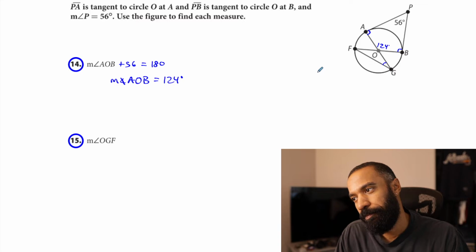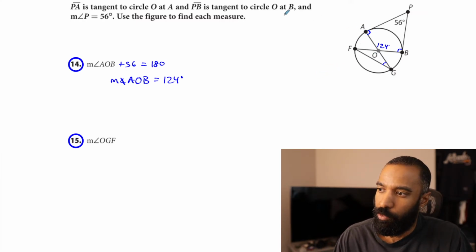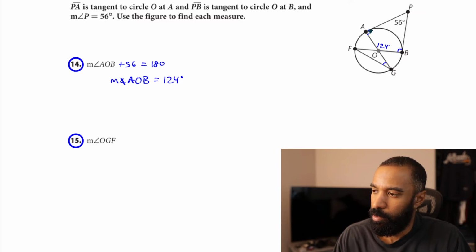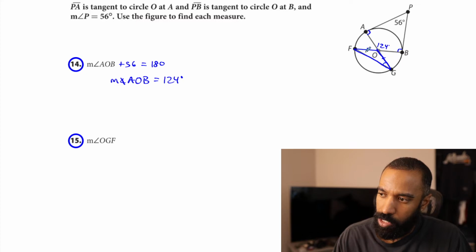I see a couple different ways we can do this. It depends on what you want to go about and do. For one is this. These are radii in your circle. That means these two are congruent to each other. That means this is an isosceles triangle right here, which means its base angles are also congruent to each other. This OGF is also congruent to OFG.